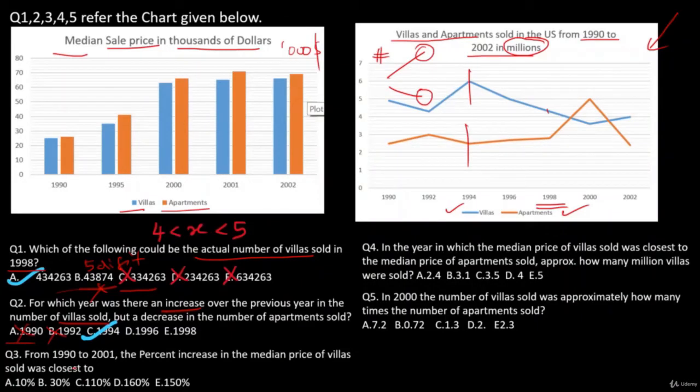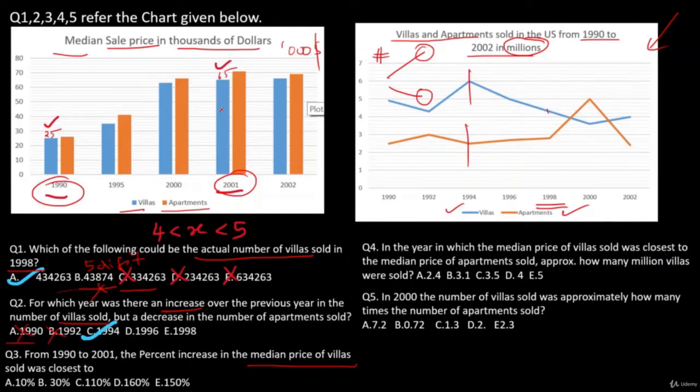It reads, from 1990 to 2001, the percent increase in the median price of villas sold was closest to. So we are going from 1990 to 2001, right? All right, so let's try to do that. What's the median sale price in thousands of dollars for villas in 1990? That's this value over here, right? That's very close to 25. I can say it's midway between 20 and 30, right? This is $25,000 and this value over here is very close to $65,000. So let me write that over here. I have 25 over here and 65 over here.